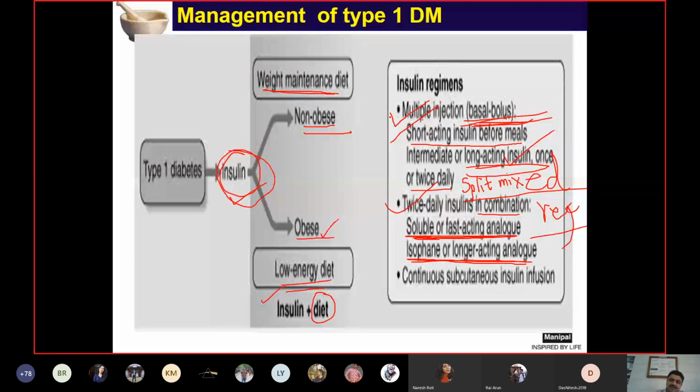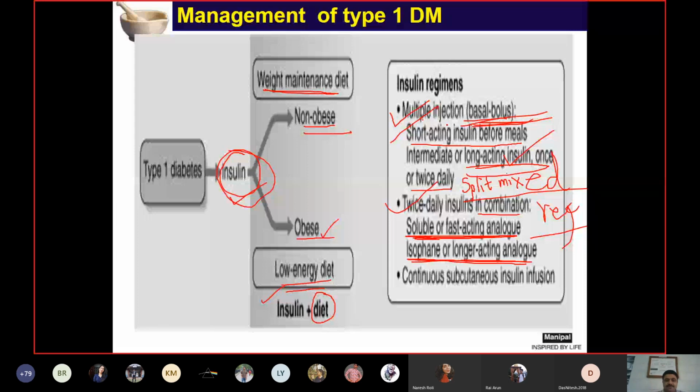You have already said correctly. One is multiple injection. We will be giving a short acting insulin whenever the patient takes a meal. If someone is taking 3 meals per day, then 3 times the patient will be injecting. If the patient is taking 4 meals, then 4 times injecting the short acting. So four short acting injections and one long acting injection, altogether 5 injections. That is why it is called multiple injection or basal bolus.